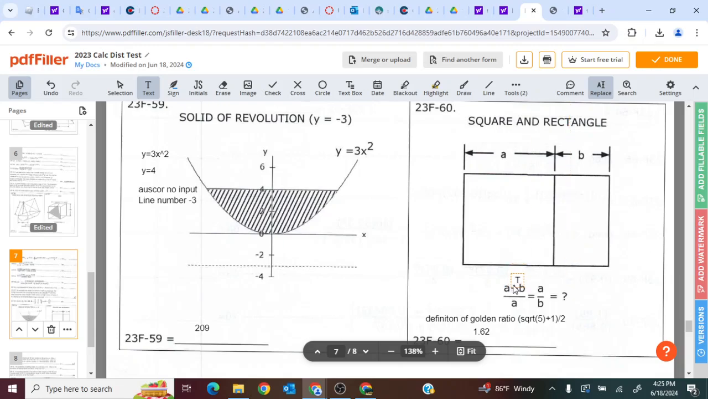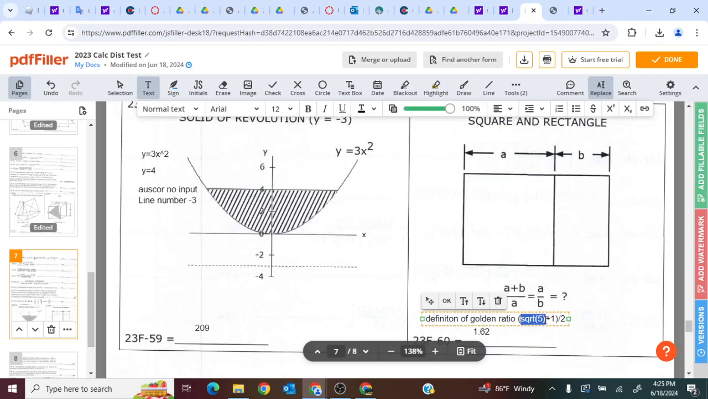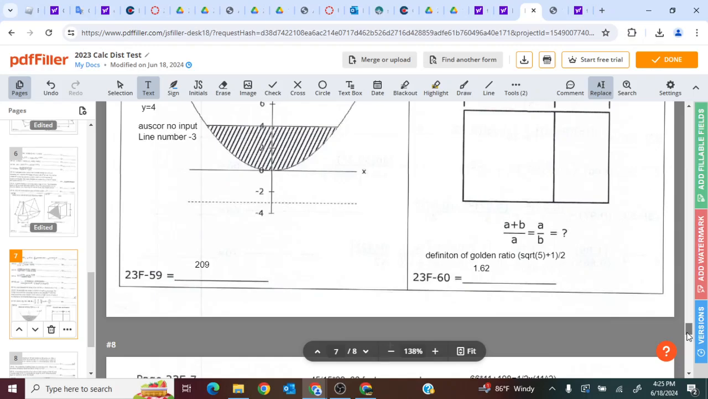60. (a + b) over a is equal to a over b, and square and rectangle. This, as it turns out, is the definition of the golden ratio. You could potentially just do the math in your head, assign b to some value like 1, and then solve for a in this case. However, you should also be able to recognize that this is the golden ratio, and the definition of the golden ratio is (square root of 5 plus 1) over 2. Or that is the value of the golden ratio. If you do that, you get 1.62.